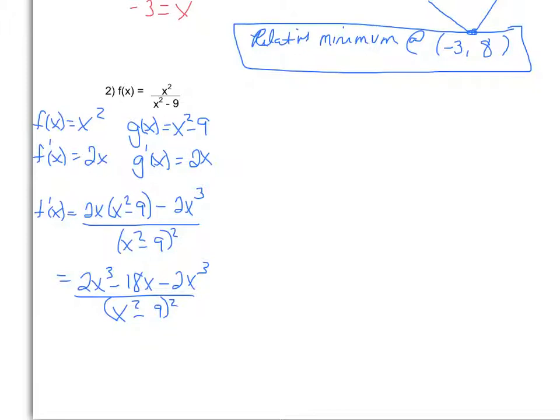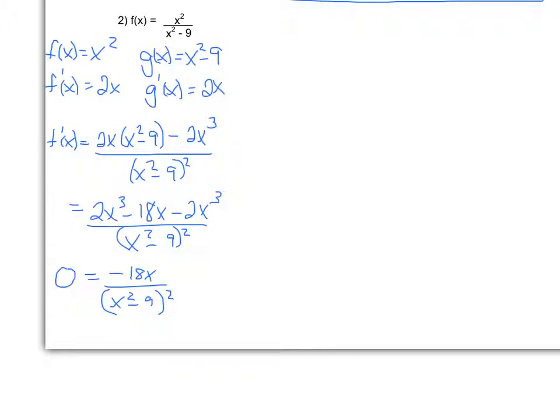My 2x cubes cancel, so I'm left with, I'm going to go ahead and set my derivative to 0 because I know I'm going to find my critical points: negative 18x over (x squared minus 9) all squared. So remember, critical points occur wherever the derivative is 0 or it does not exist. Well, if I have a fraction, I know it's 0 whenever the numerator is 0. So it looks like x equals 0 would make my numerator 0.